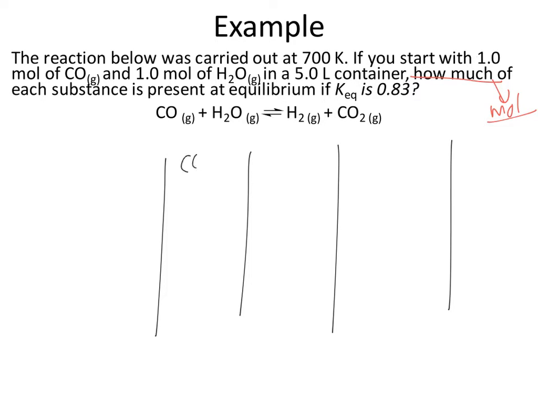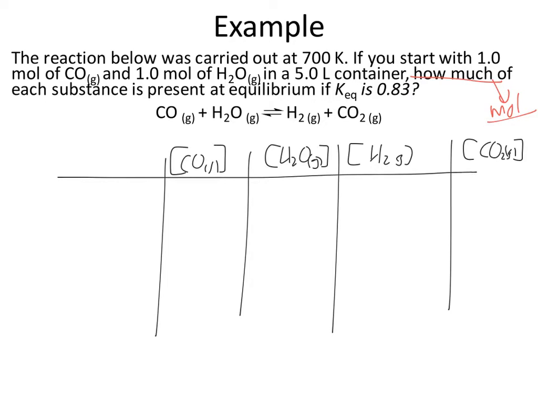So we have CO gas, and this is concentrations. Our ICE tables are all about concentrations. H2O, and that's gas. Here I have H2 gas and my concentration CO2 gas. Okay, so these are my concentrations. Now the problem that you might be able to see right away is that we're not given concentrations in the question. We're actually just given moles.